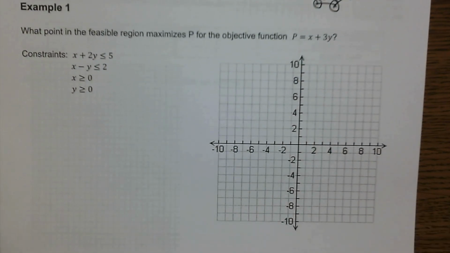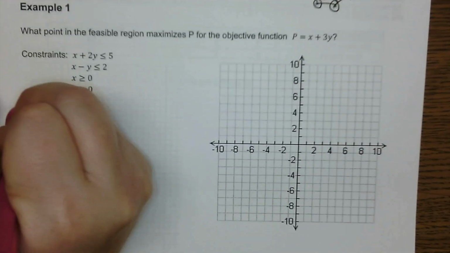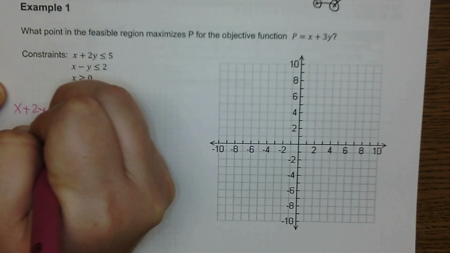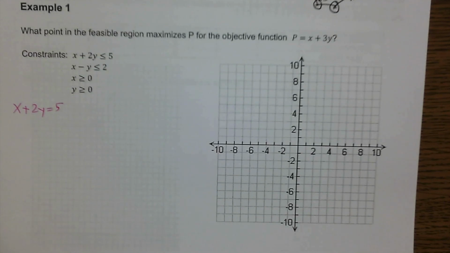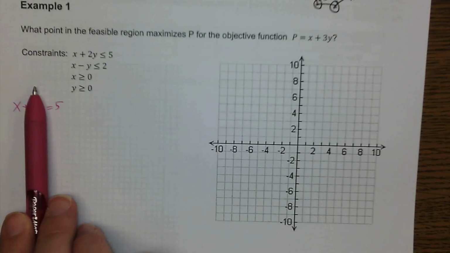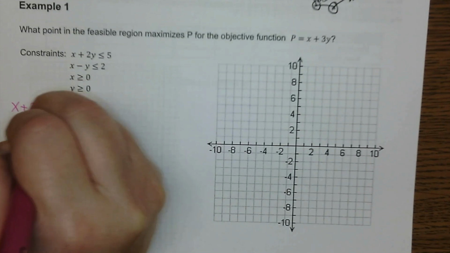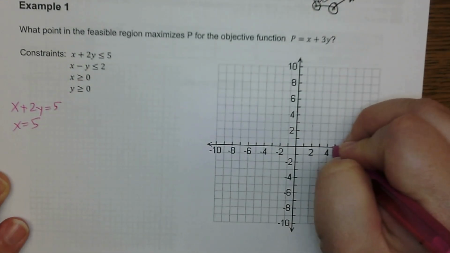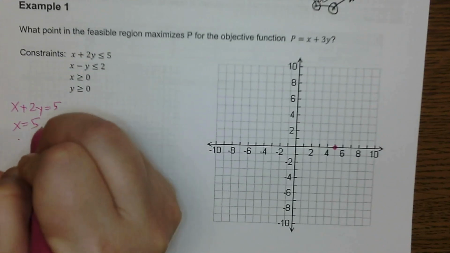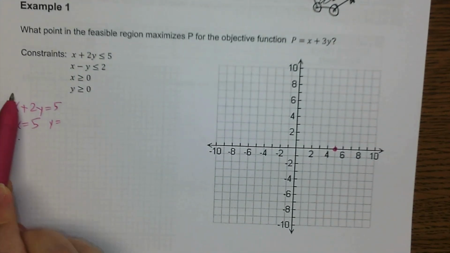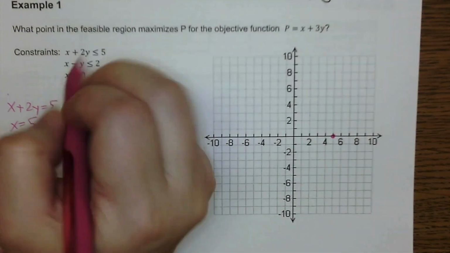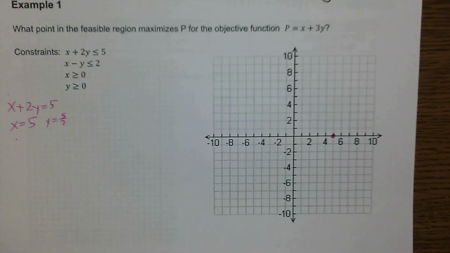So let's look at example 1. What point in the feasible region maximizes p for the objective function p equals x plus 3y? Well, first thing we got to do is we got to graph these all. So let's start here with x plus 2y equals 5. Well, using the intercepts, x equals 5. So put a point at 5. Y, 2y equals 5. So y equals 5/2, which is 2.5.